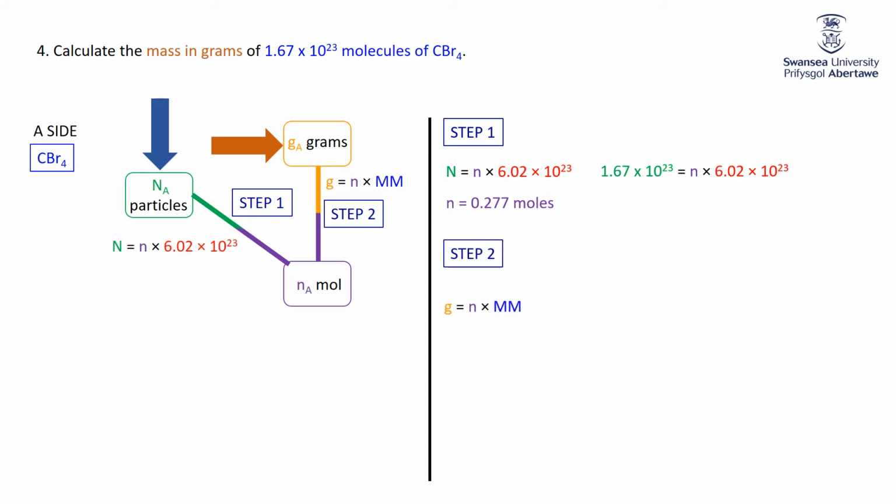Step 2, we now go from moles to grams, so we use that same relationship we used in the previous question. Grams is moles times molar mass. In this case, though, we're asked for the grams. Moles is 0.277. Molar mass is going to be C, which is 12, plus Br, which is 80, times 4. So punch all that in your calculator, and we get 92.0 grams of CBr4.